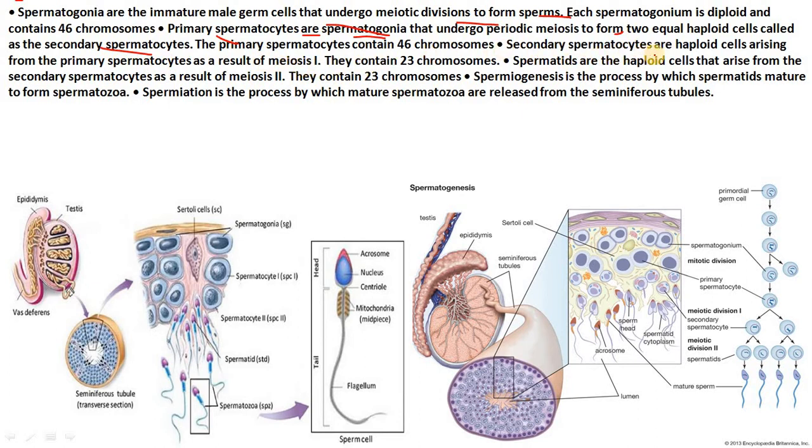The secondary spermatocytes are haploid cells arising from the primary spermatocytes as a result of meiosis 1. They contain 23 chromosomes, and the spermatids are the haploid cells that arise from the secondary spermatocytes as a result of meiosis 2.